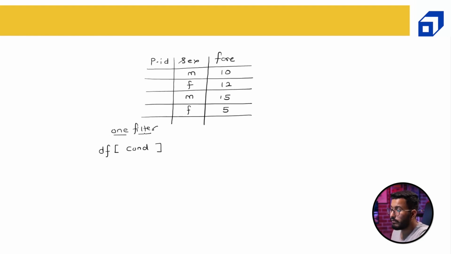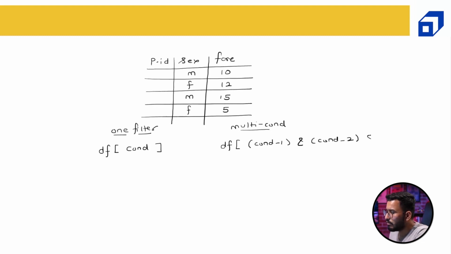But if I have multiple filters or multiple conditions, then it will look something like this: df square bracket, round bracket condition 1 and round bracket condition 2 and round bracket condition 3 and so on, and close the bracket. If I have to declare and, we use an ampersand. For or, we use the pipe operator.